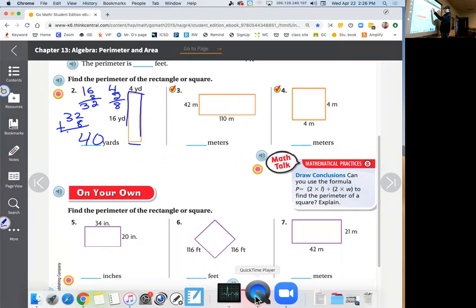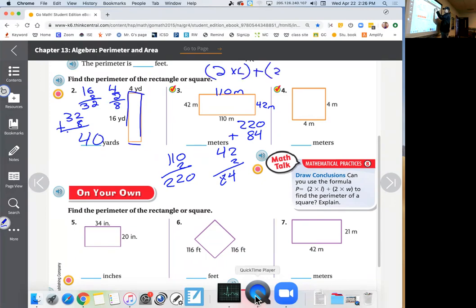Uh-oh, it doesn't tell us, well, like the other one. The top is 110 meters and the side is 42 meters. It'd be really good to write stuff out so you know what you're doing. So we're going to go 110 times 2 gives us 220. And then 42 times 2, which gives us 84. So we're going to go 220 plus 84. Remember, our formula is 2 times length plus 2 times our width. And that's what we're doing now. We're adding those together.